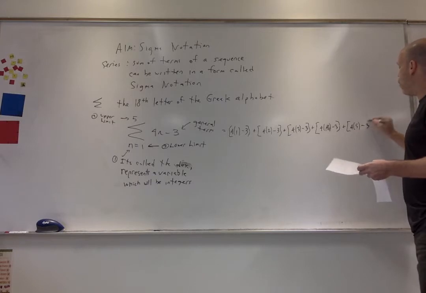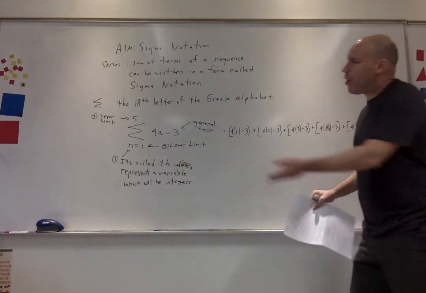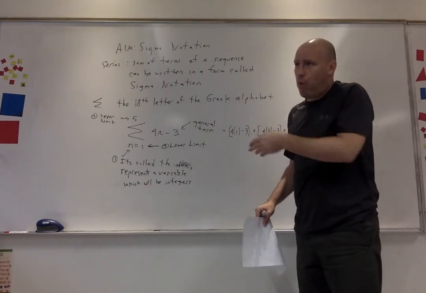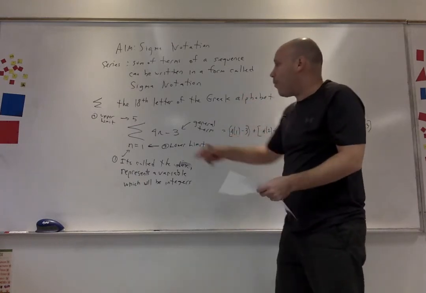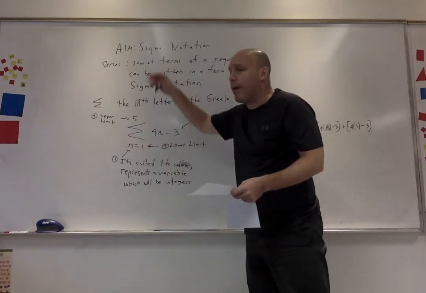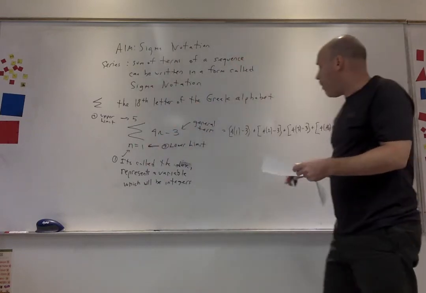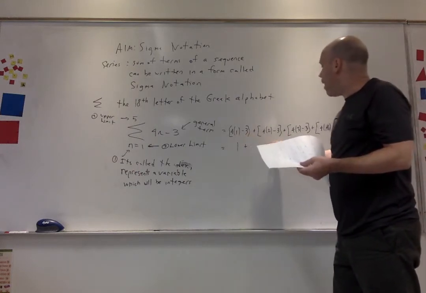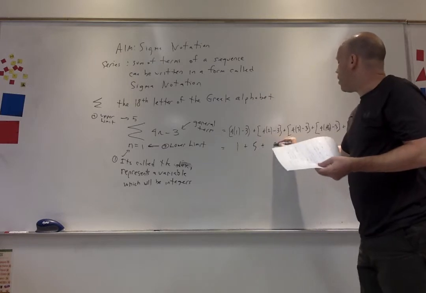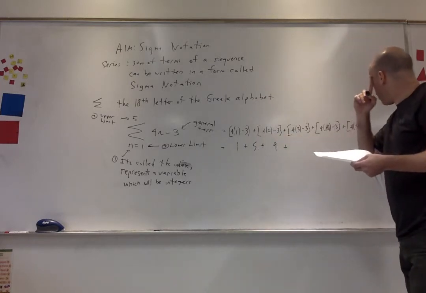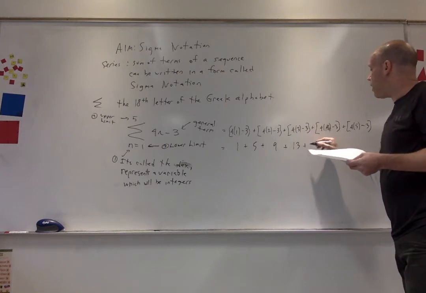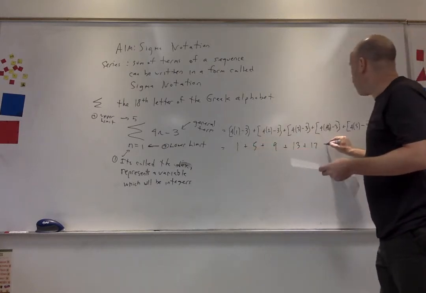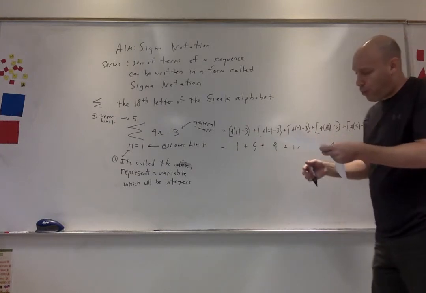Then you add these together. The idea is that you're going to put this in your computer, and the computer is going to do it for you, even if you go up to 1 million. Let's see, 1 plus 5 plus 9 plus 13 plus 17. What do we have? 30, 45. So the sum is 45.